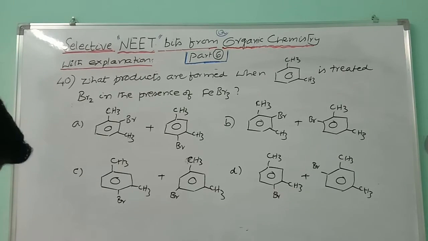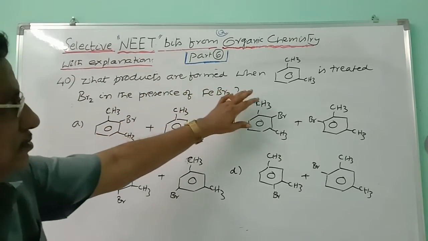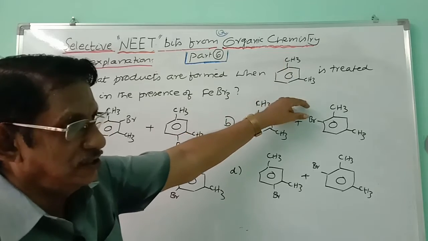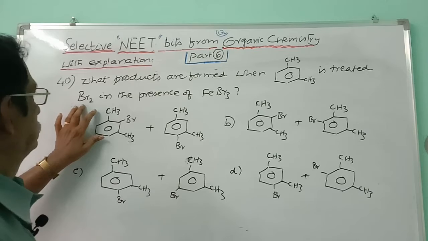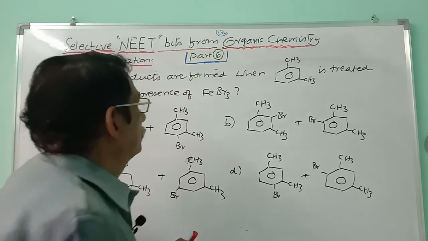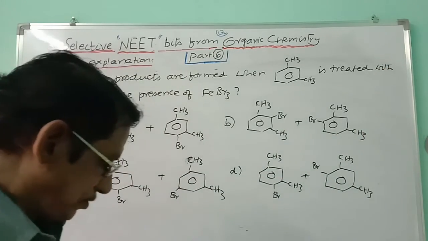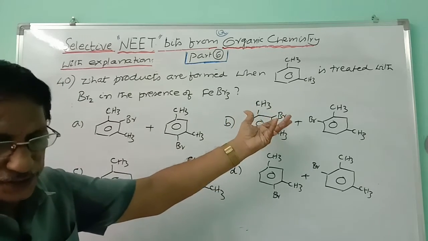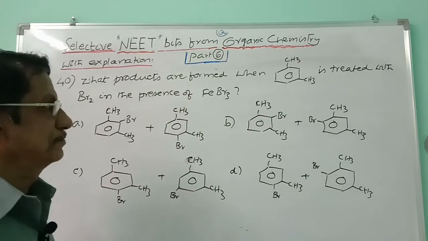Next bit, 40th one. What products are formed when metaxylene, dimethylbenzene is called xylene, metaposition, metaxylene is treated with bromine in the presence of FeBr3. This is bromination. Of course, this is the benzene ring. Electrophilic substitution is the main reaction. Bromination means Br will be substituting the H plus in the case of benzene ring.